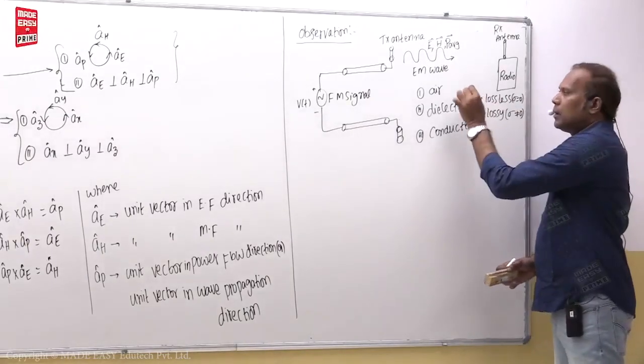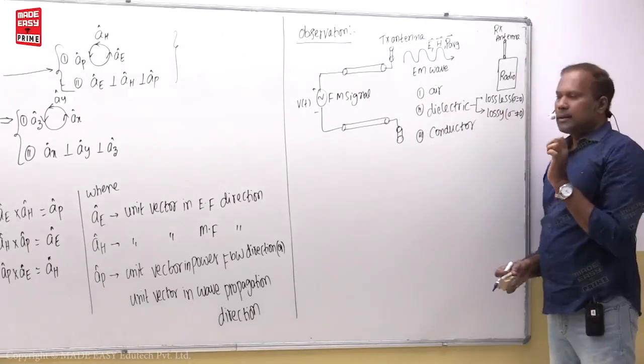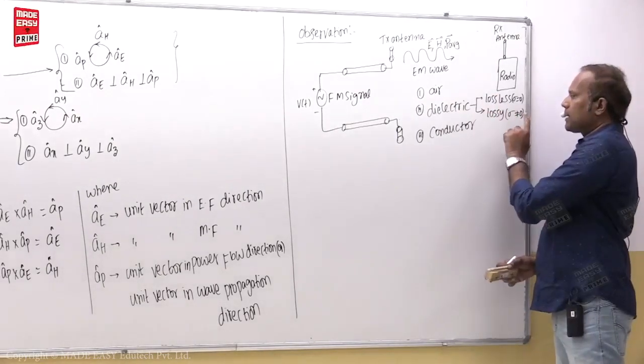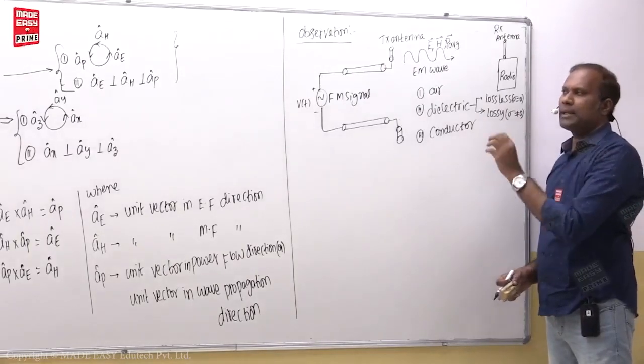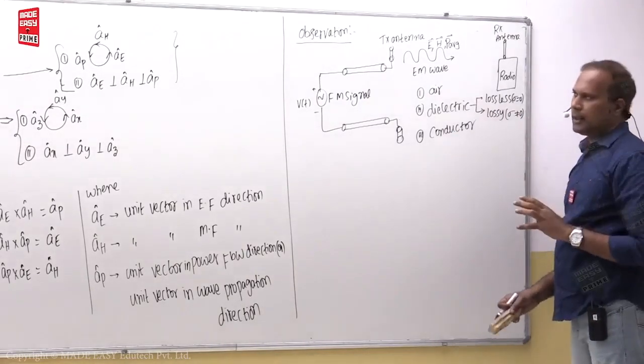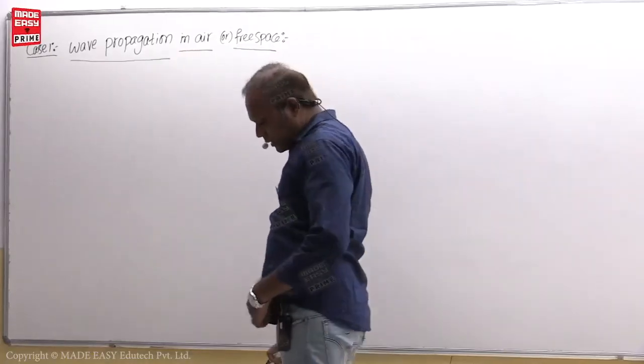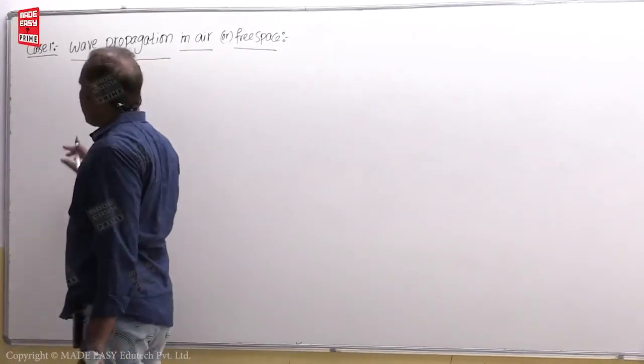You write air medium parameters, lossless dielectric parameters, lossy dielectric parameters, conductor parameters. Simply you have to substitute those parameters in these equations. That is the discussion. Okay. So students, let us study the first case.